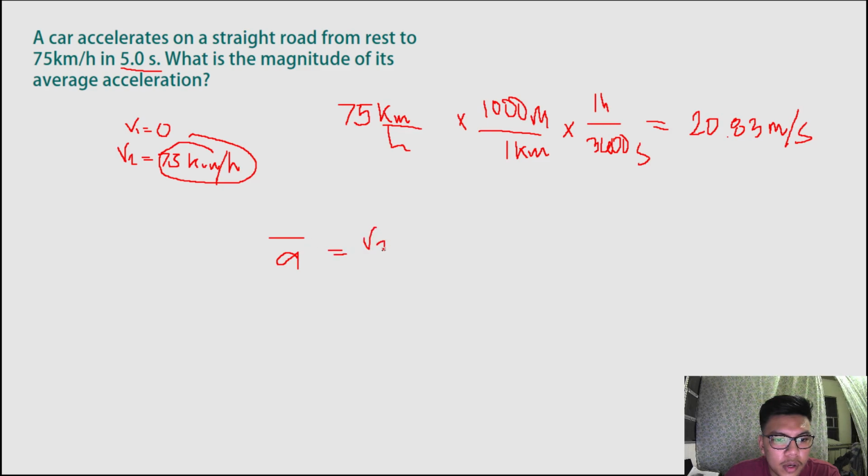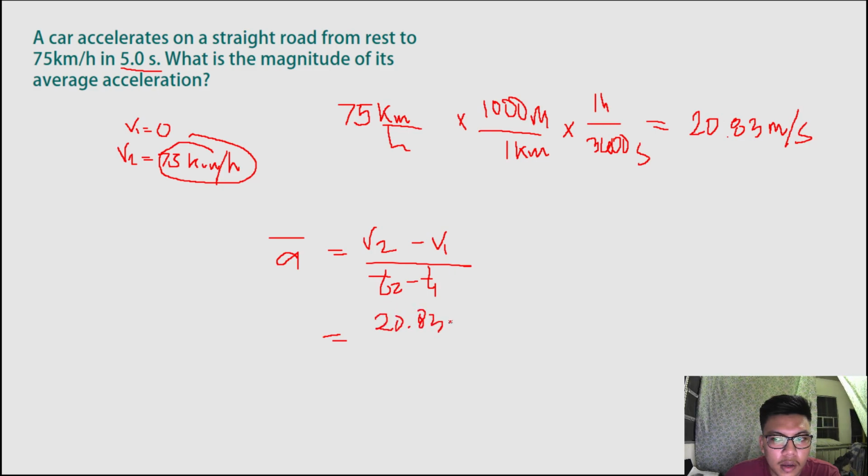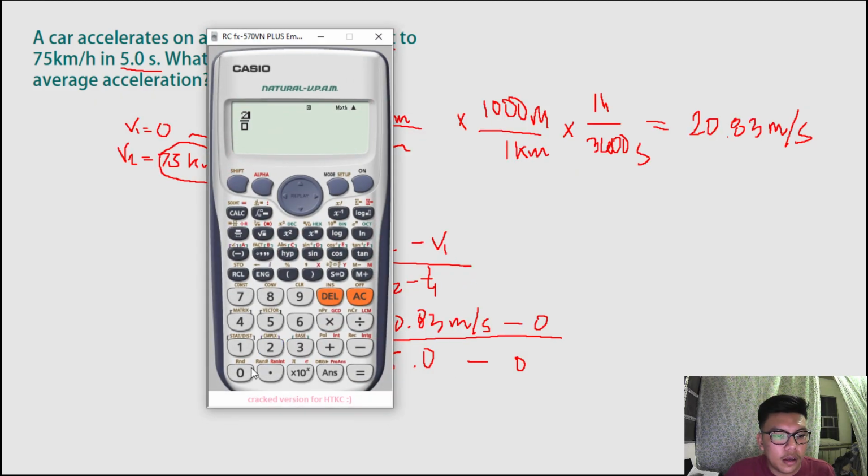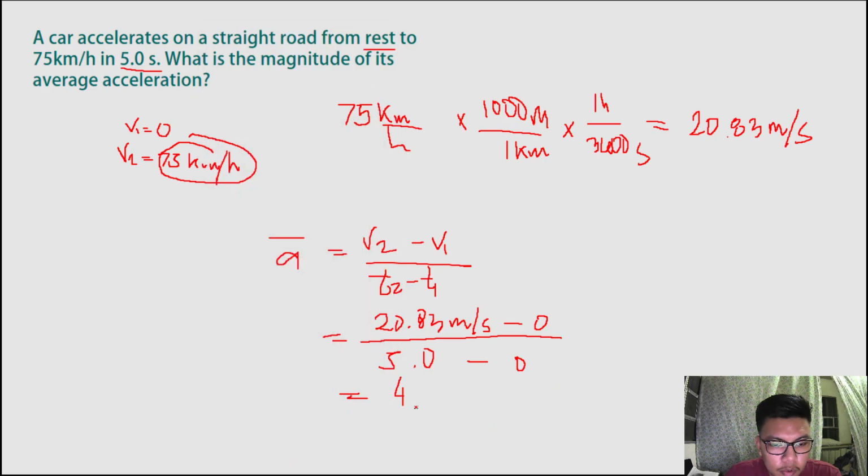Okay, so to solve for the acceleration, apply lang natin. A is equal now to V2 minus V1 over T2 minus T1, di ba? So V2 natin is 75, or kinonvert natin naging 20.83 na meters per second, minus initial velocity, since siya from rest, so 0. Okay, hindi siya gumagalaw. Then, T2 minus T1, so 5 seconds, ano? 5 minus 0, di ba? So, we have 20.83 all over 5. So, we have 4.17 meters per second squared.